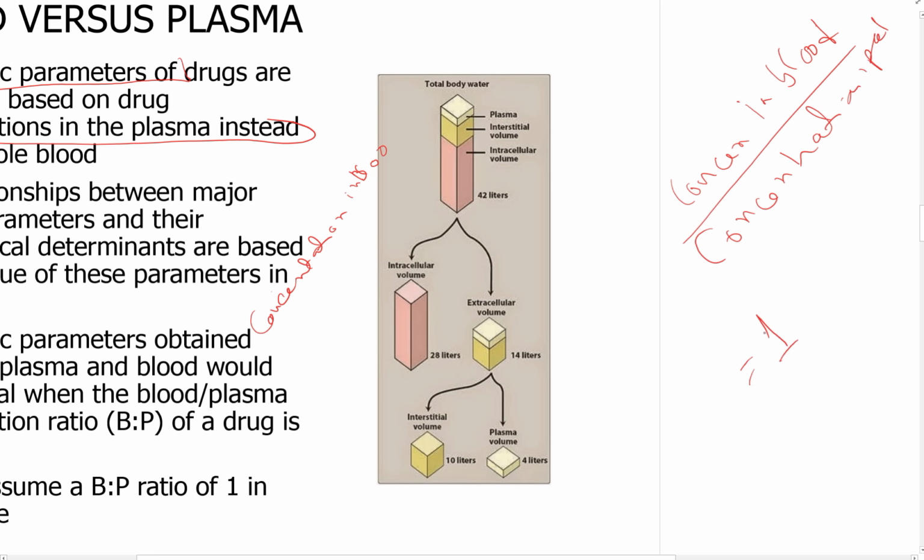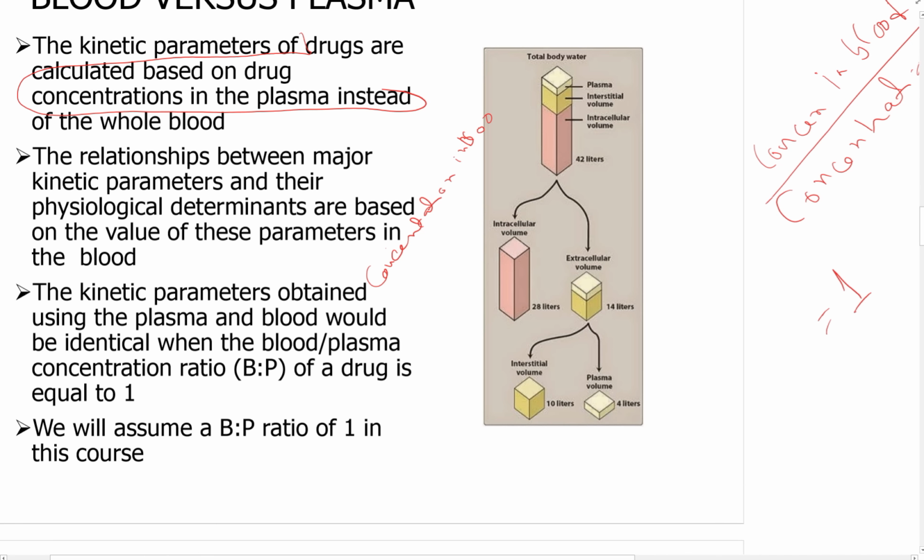It always is. When the ratio is 1, that means the concentration of the drug in plasma will reflect the concentration in the blood. So the kinetic parameters obtained using plasma and blood would be identical when the plasma to blood concentration ratio, and we assume always the blood plasma concentration ratio is 1. So to avoid confusion, this is the assumption we have made.